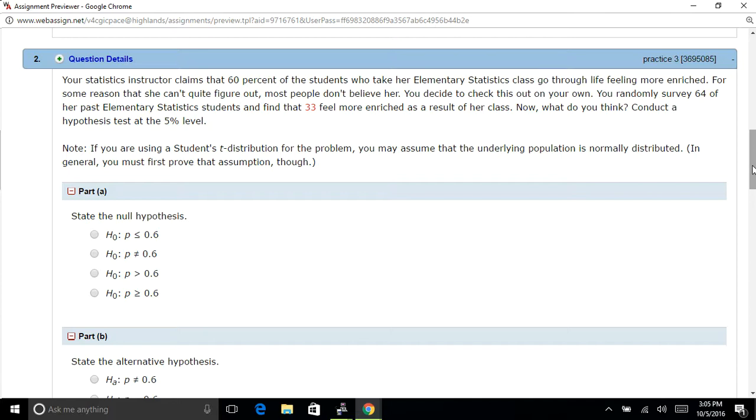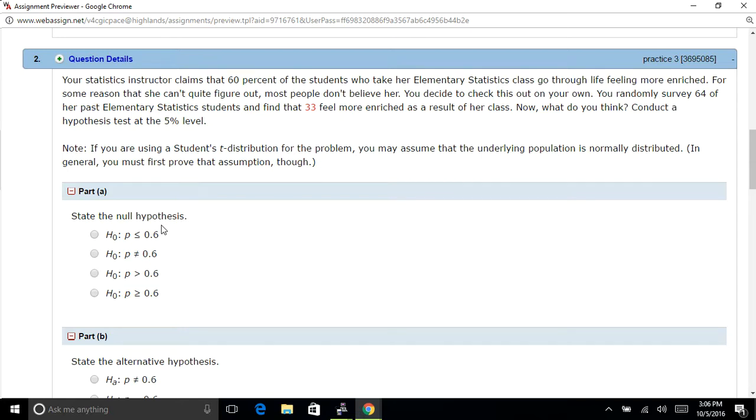All right. There's nothing in here about means, nothing about standard deviations, and you have percentages. So that means this is a proportion test. So let's talk about those hypotheses. She claims 60% feel enriched. So which one would I pick, though? But she's finding out that most people don't believe her. So let's look at what it could be.